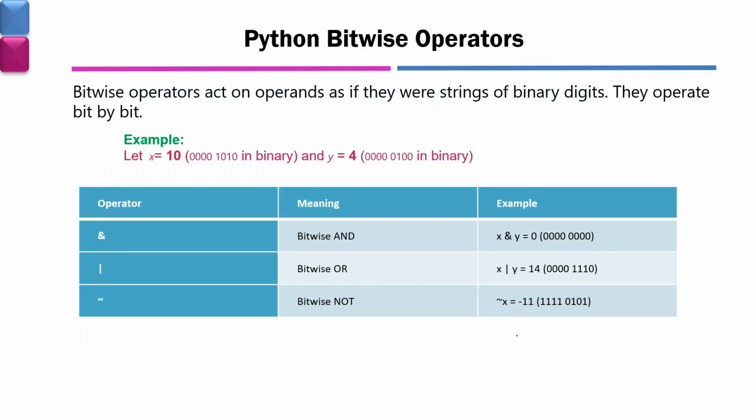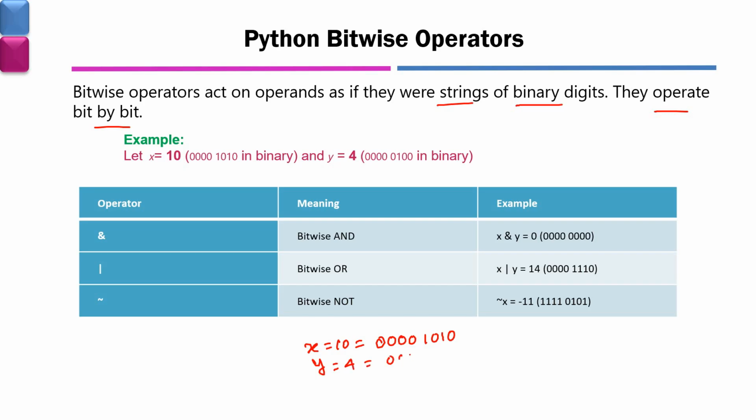Understand? Next come very important operators which we will not use generally in this course, but for the sake of completeness you must know what Python bitwise operators are. Bitwise operators act on operands as if they were strings of binary digits. They operate bit by bit. Means what? Suppose I have x = 10. So 10 will be represented by this binary number, and y = 4 is represented by this binary number.